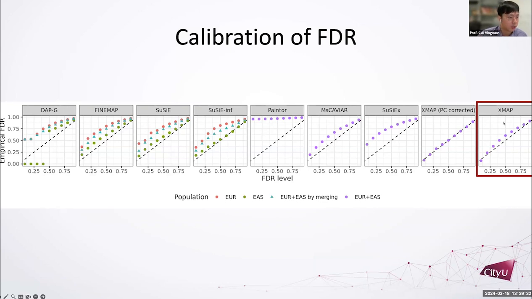So this last one shows us the case when the GWAS summary statistics are not adjusted for confounding bias. XMAP has slight inflation here, but it is very close to the best case, and performs much better than other methods. Okay.